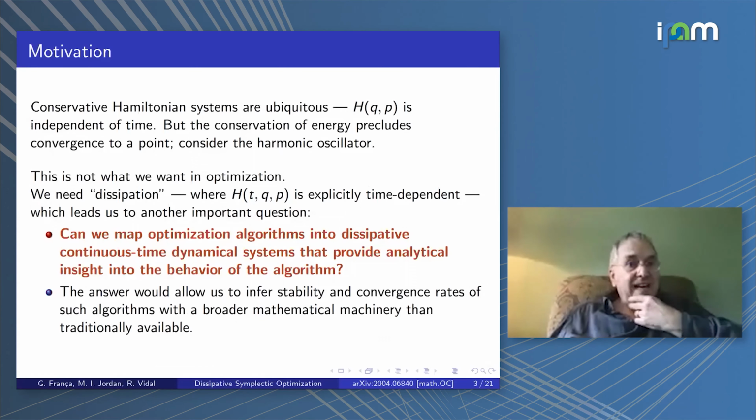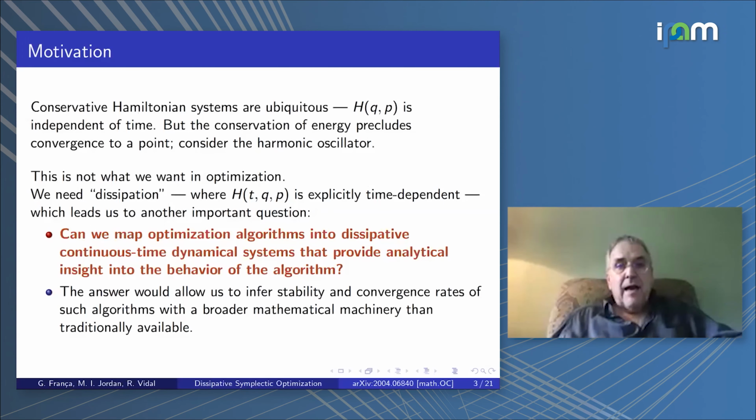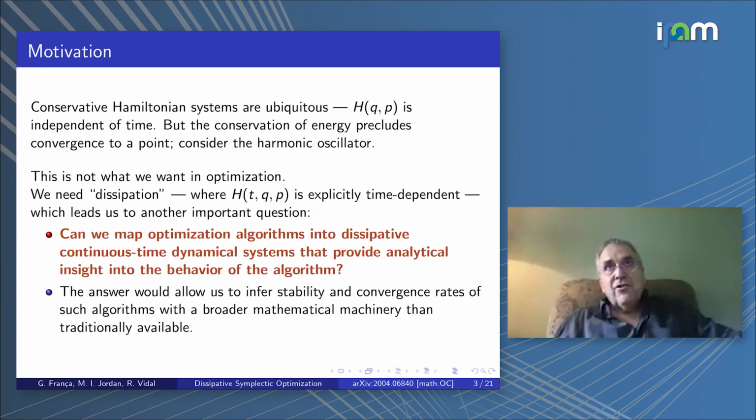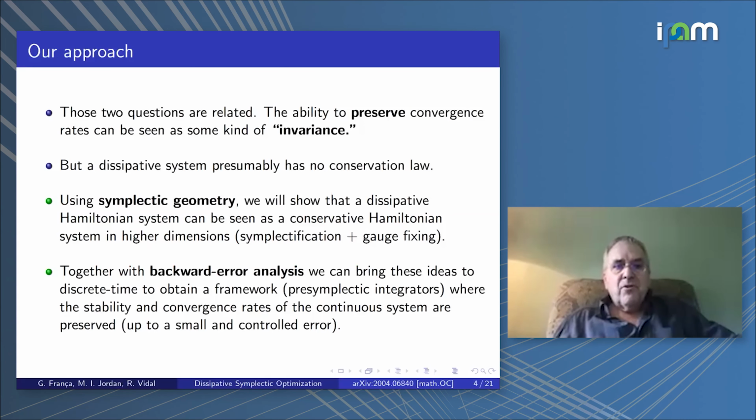Okay, as I've already said, we're used to Hamiltonian systems for conservative systems, independent of time, but in optimization we want dissipation. So a kind of related question, the one we already asked, is can we take optimization algorithms and turn them into dissipative Hamiltonian systems that still have analytical insight for the original algorithm? All right, so these two questions are related. Preserving convergence rates is some kind of an invariance, and invariances are one of the reasons you study Hamiltonian ideas in general.